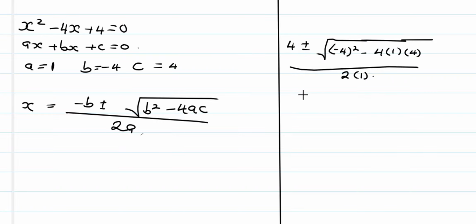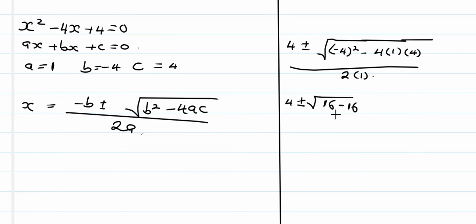So from there, I can say this is 4 plus or minus the square root of negative 4 squared, which is 16, because if you square a negative, it will be positive. So negative 4 squared is 16, then the negative itself squared is positive. So that's why it is 16 minus 4 multiplied by 1, which is 4, then again multiplied by 4 is 16.